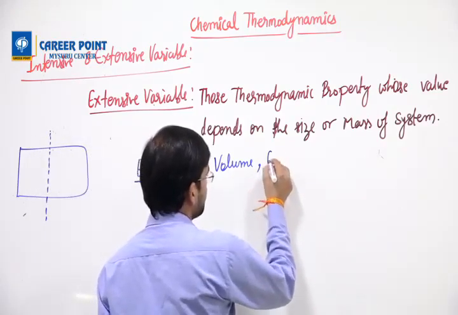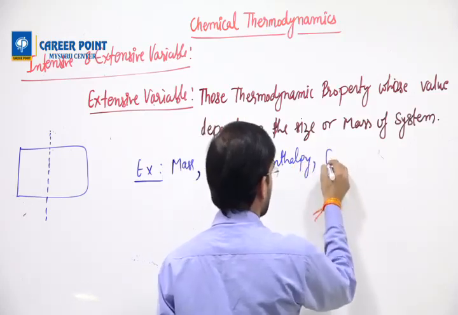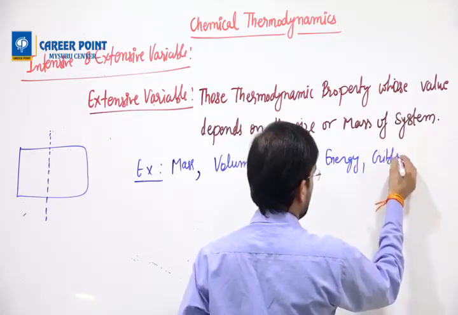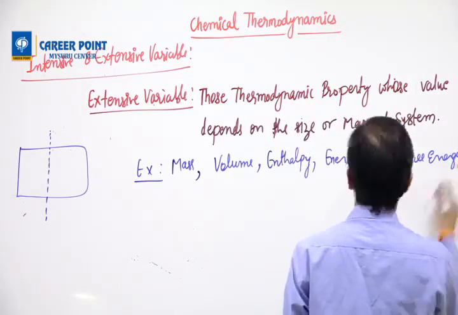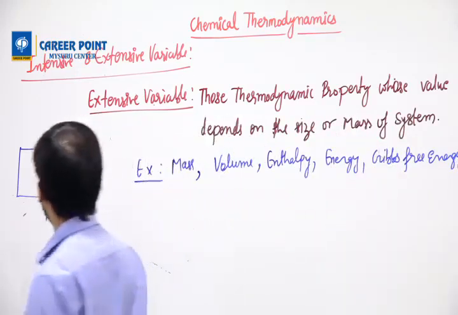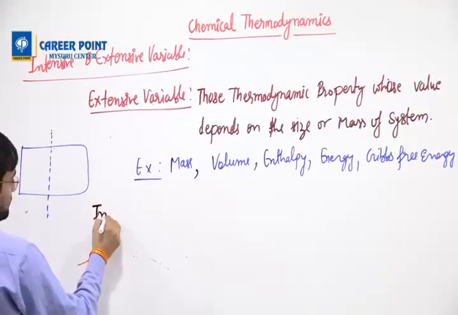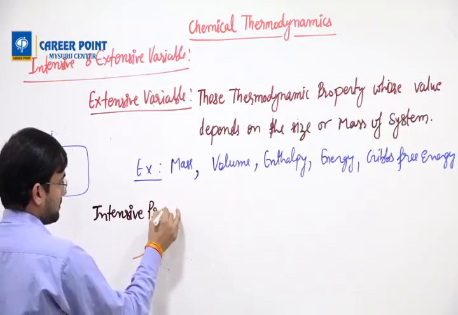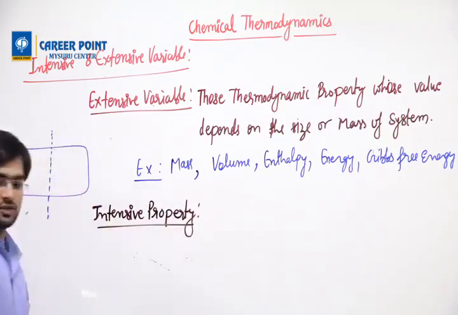Next one is enthalpy, energy, Gibbs free energy. These all are extensive properties. And the next one is called intensive property. Next one is known as intensive property.